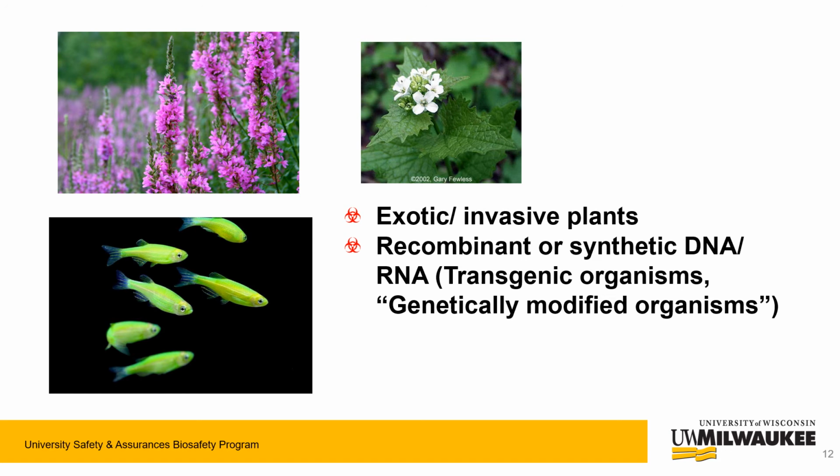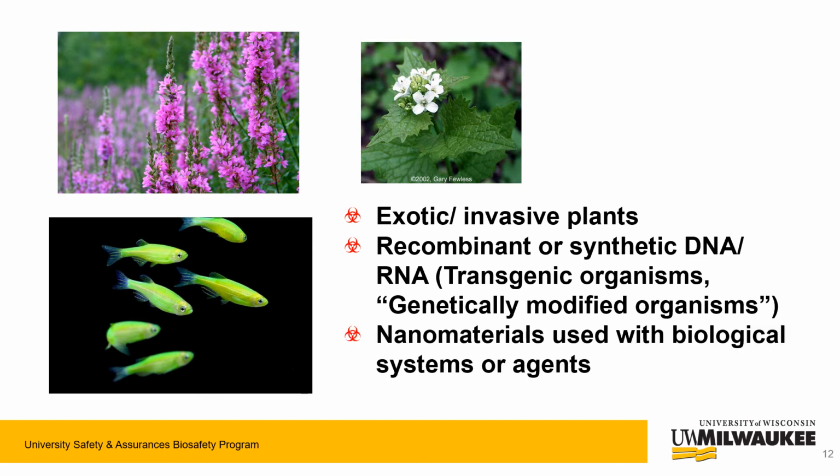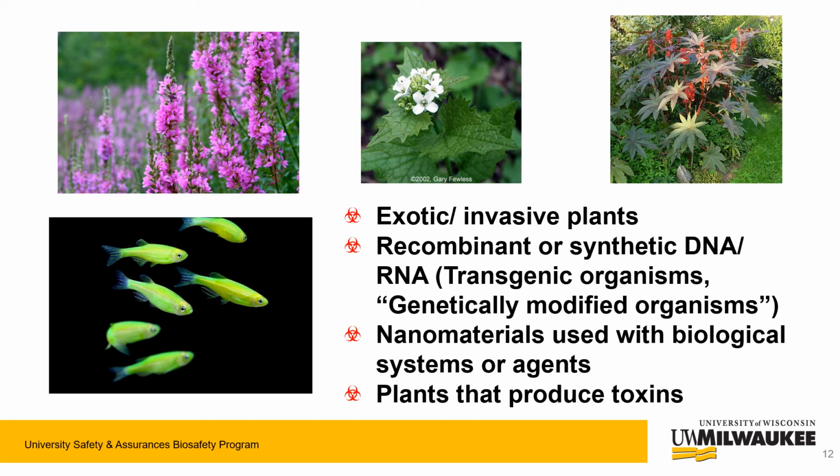All modified organisms are handled as biohazards. Shown here are zebrafish that express the green fluorescent protein, making them bioluminescent. Nanomaterials used in biological systems or agents are both a chemical and biological hazard. In addition to animal biological toxins and other biological toxins produced by bacteria, plant toxins are also of concern. Shown here is a castor plant in which the seeds possess ricin, a potent toxin.